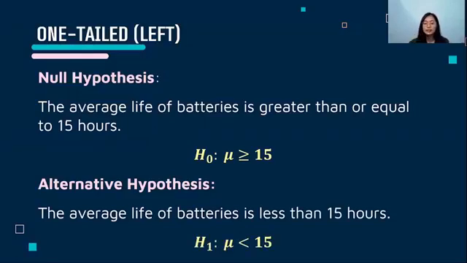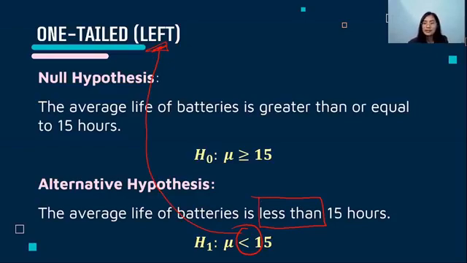Okay, so since we use the phrase "less than" here and this symbol, we can consider it a one-tailed test or left directional test. Okay? So that's all for this directional test.